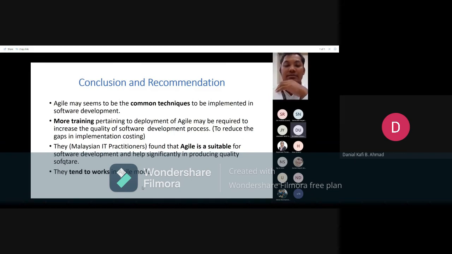The minimum is 2 years. Sorry, I cannot hear you. The minimum is 2 years, so the average is 2 years applying agile in their software development companies. They have different levels of experience. Some of them have 5, 6, 3, 4 years.